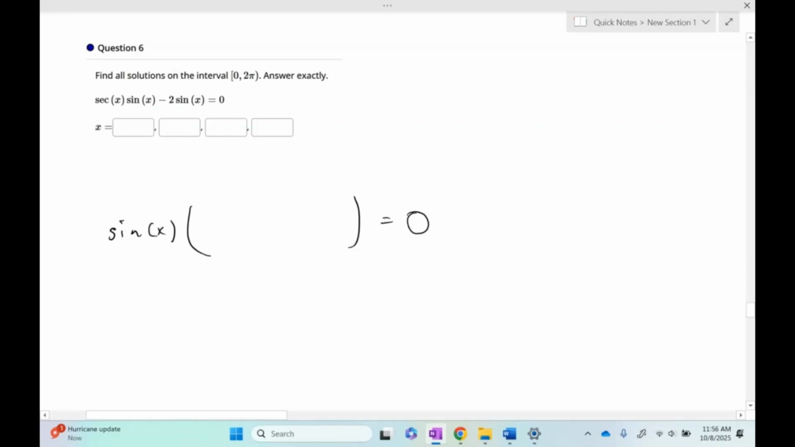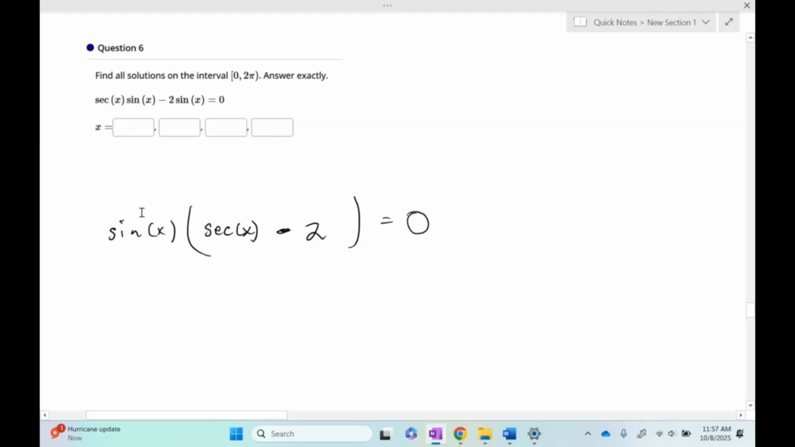So what's left on the inside of parentheses? Well, sine times what will give us secant x times the sine of x? Just the secant of x, right? Because we factored that out. And then the sine of x times what will give us negative 2 sine x? I believe that's going to be minus 2.